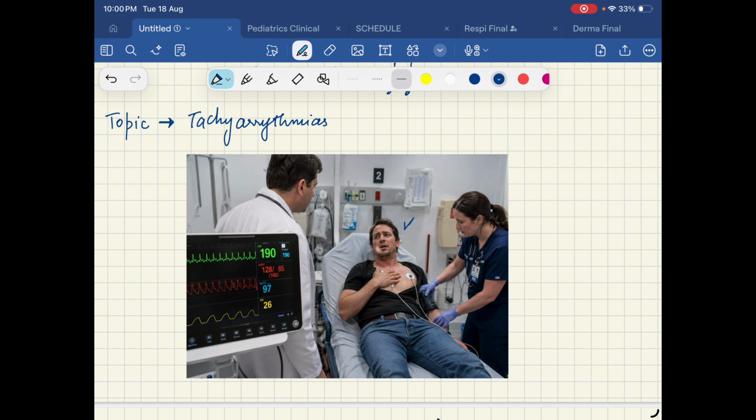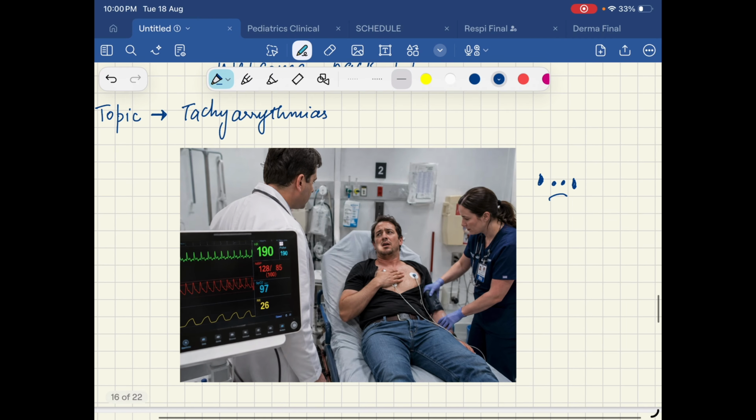Imagine this guy is walking into the emergency department where you are currently working, and he looks quite anxious, right? And he's very sweaty, and he tells you, doctor, I am having lots of palpitations and I'm feeling a little dizzy. So you connect the monitor and you see a pulse rate which is 190. So now you go for the ECG and you see a very weird pattern.